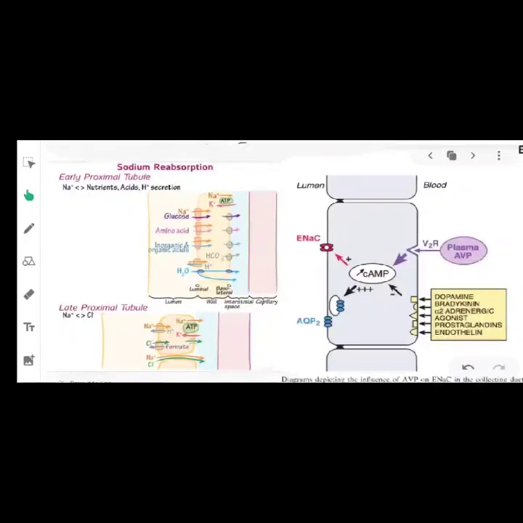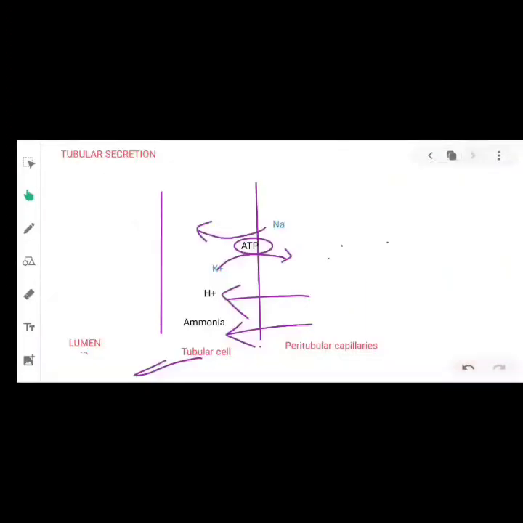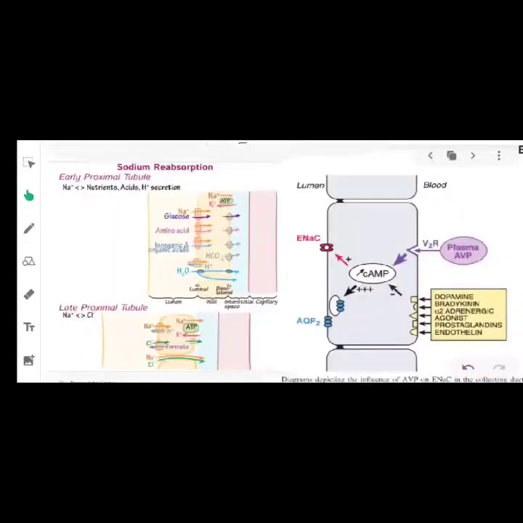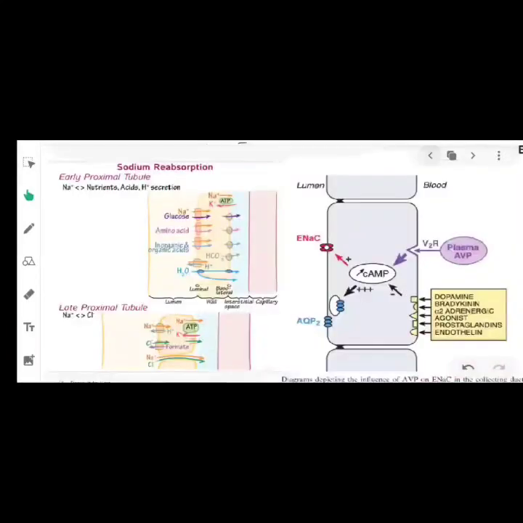Now reabsorption of water from the distal convoluted tubule and collecting duct. How does it occur? In the distal convoluted tubule and in the collecting duct, facultative reabsorption occurs. Facultative reabsorption is a type of water reabsorption in the DCT and collecting duct that occurs by the activity of ADH, anti-diuretic hormone. So this absorption happens because of anti-diuretic hormone.